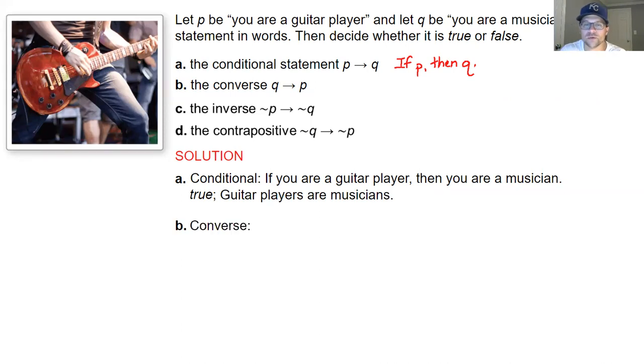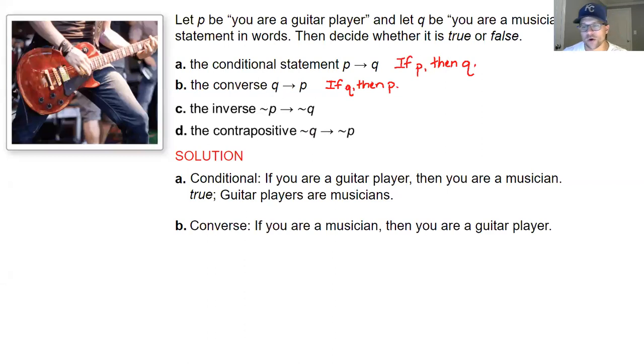Now the converse. We are going to take our original conditional statement, if P then Q, and just take the words that are after if and after then and swap where they are. It's still going to say if first and then, but the phrases that came after if now come after then. So instead of if you are a guitar player, then you are a musician, it reads if you are a musician, then you are a guitar player. The musician part is now coming first and the guitar player part is coming second.